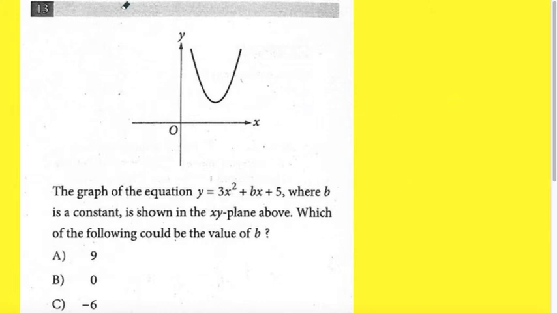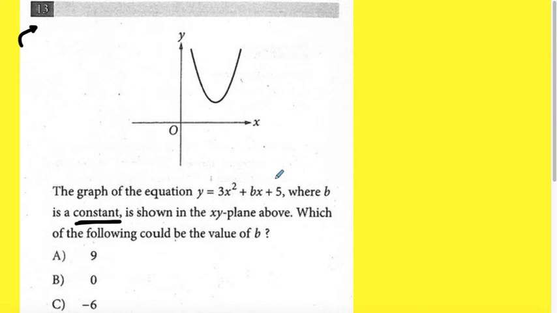So here we have question number 13. It was on the non-calculator section, which means it's a little bit more difficult and it might take a little bit more work. It says the graph of the equation y equals 3x squared plus bx plus 5, where b is a constant, is shown in the xy plane above. They're just telling me that b is a number, so don't be afraid of that. Which of the following could be the value of b? So this is where I have to pull out my toolbox of quadratics.